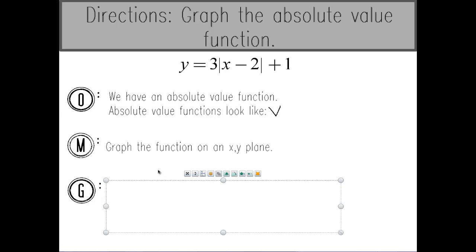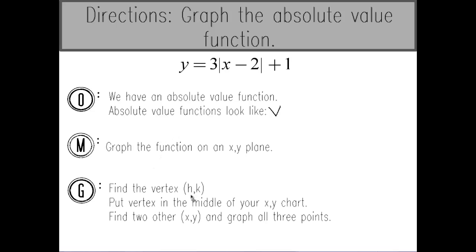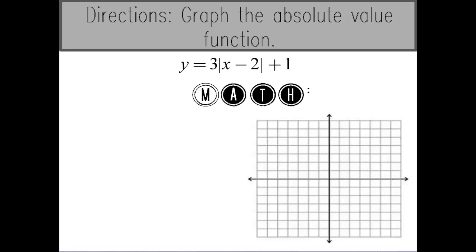Our game plan is to find the vertex, which is of the form h, k, put the vertex in the middle of our XY chart, and then find two other XY coordinates and graph all 3 points. The vertex of an absolute value function is always your h and k value, which h is always inside the absolute value signs and k is at the end. When we write the vertex for an absolute value function, we always take the opposite sign. So instead of writing it as -2, 1, we're going to write it as +2, 1.